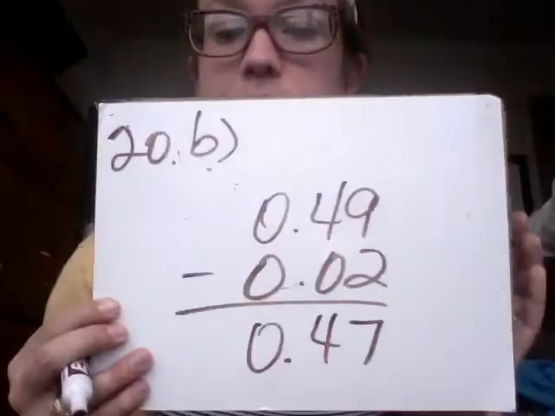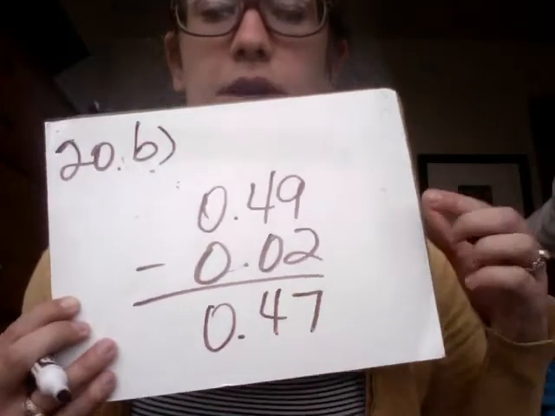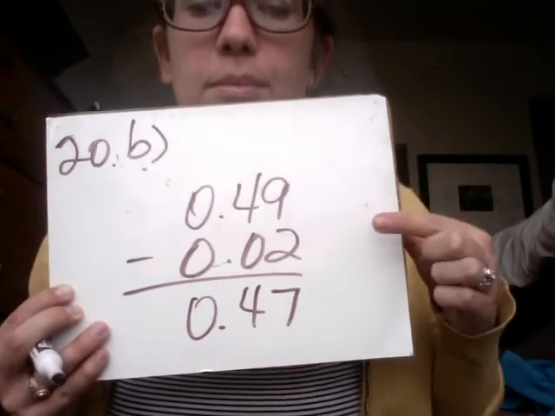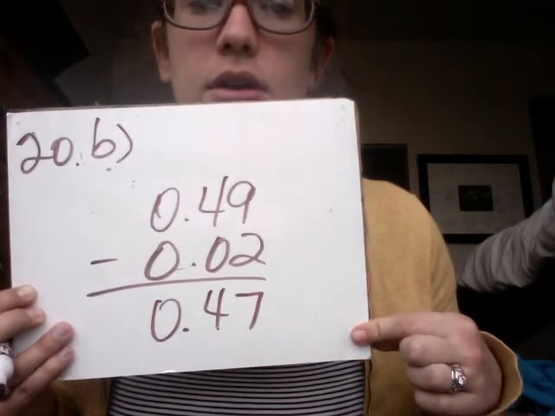Let's do B, as in boy. 49 hundredths minus 2 hundredths. You can probably hear that and know, oh, 49 minus 2. You do it in your head. I like to write it out. Here we didn't have to rename anything. We just have 9 minus 2 is 7. 4 minus 0 is 4. And nothing in your ones place.